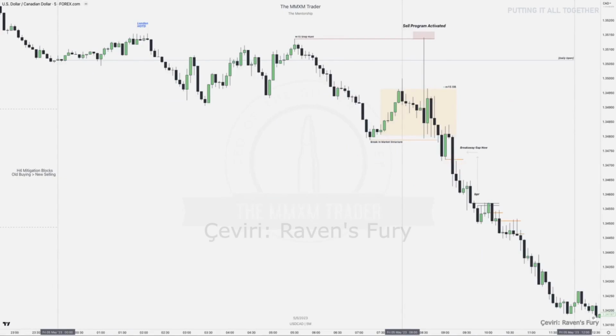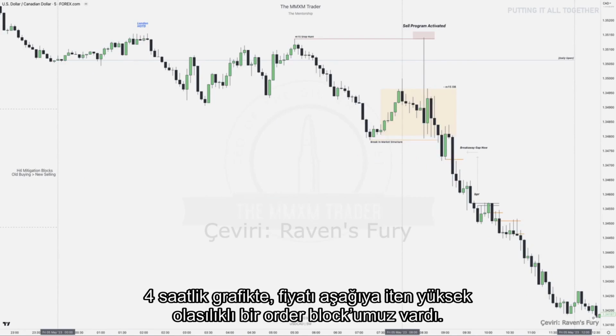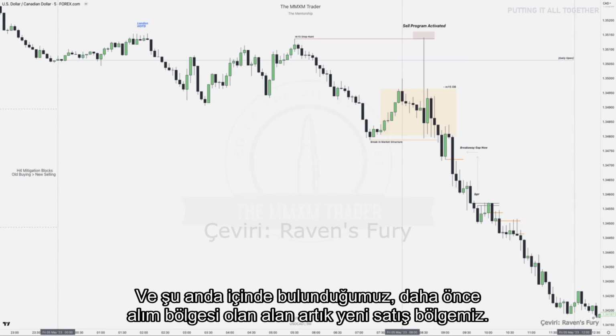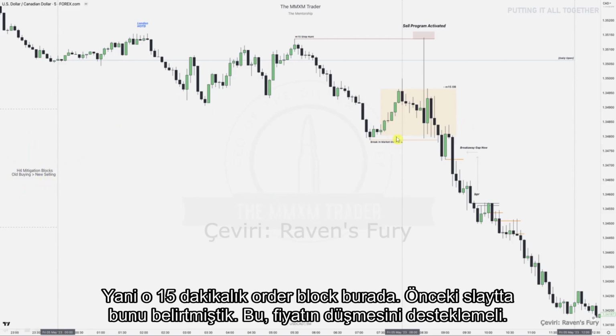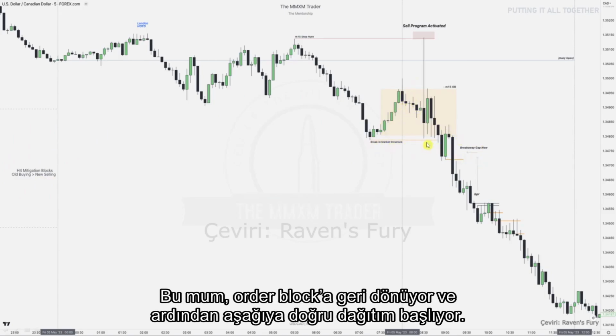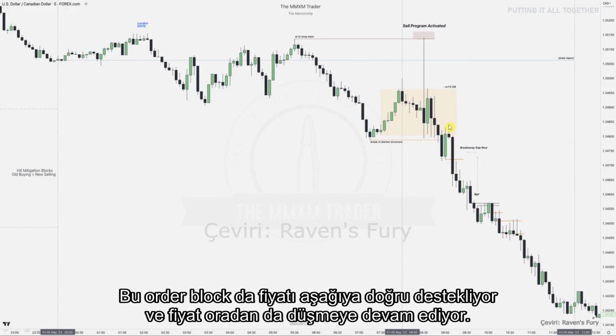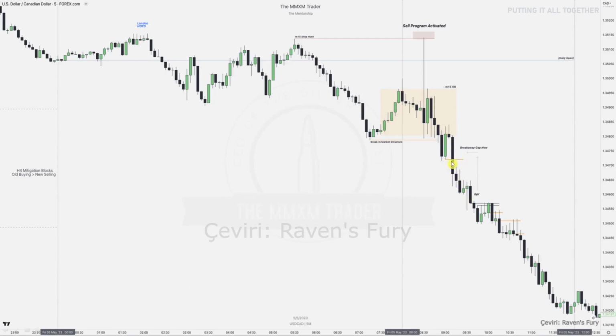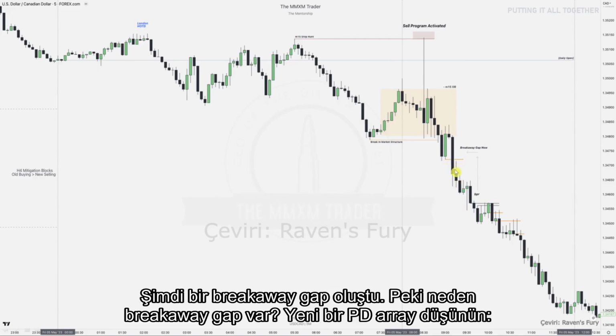Now we know the long-term perspective. We go from internal range liquidity to external range liquidity on that weekly time frame. On the 4-hour, we have that high probability order block pushing price lower, and then that old area of buying, which we are in right now, which is our new selling area. So that 15-minute order block is over here, which we outlined in the previous slide. That should support price lower, and then we had that break in structure, and this next 15-minute candle we can see here on the 5-minute time frame comes back into that order block and starts to distribute lower, and then this order block is supporting price lower and it just drops through it too.